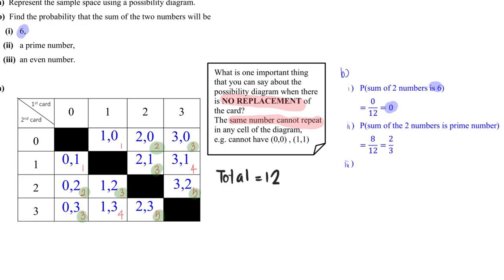If it is an even number, there will be 2 and 4, 2 and 4. There's only 4 of them. 4 over 12, which is 1 over 3, because the total number of outcomes is 12. That's why you see Mr. Tan always divide by 12.